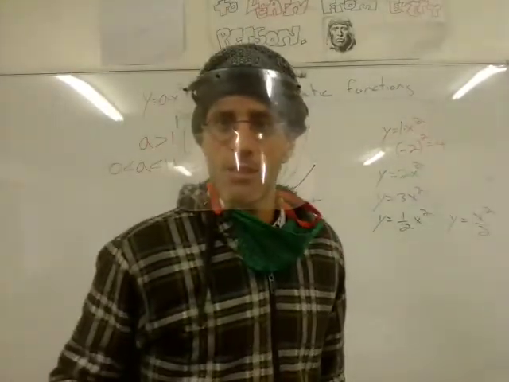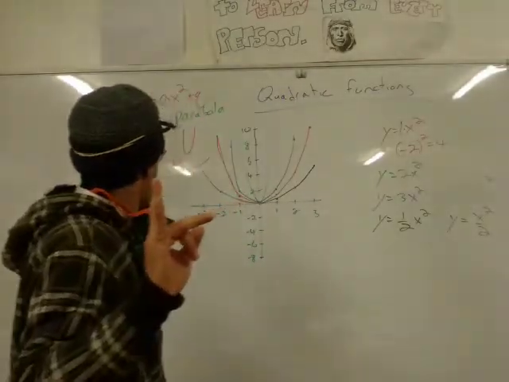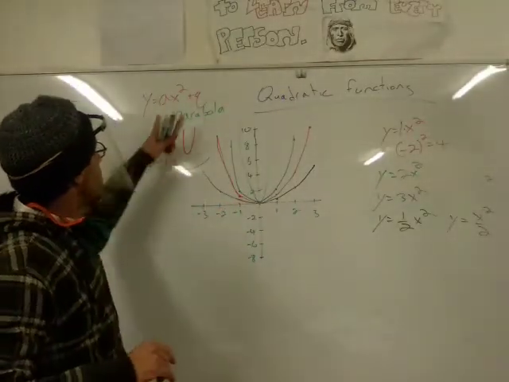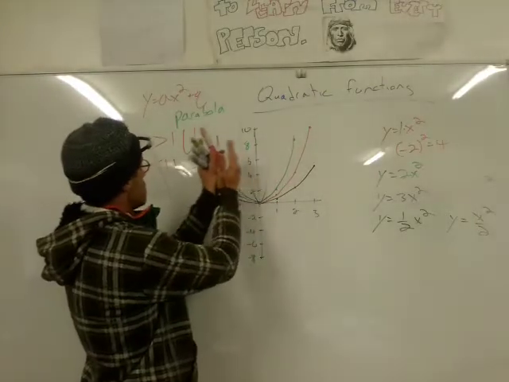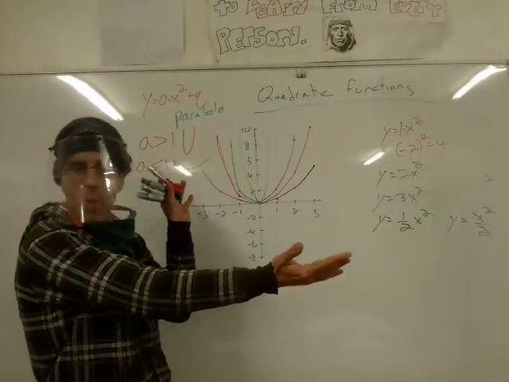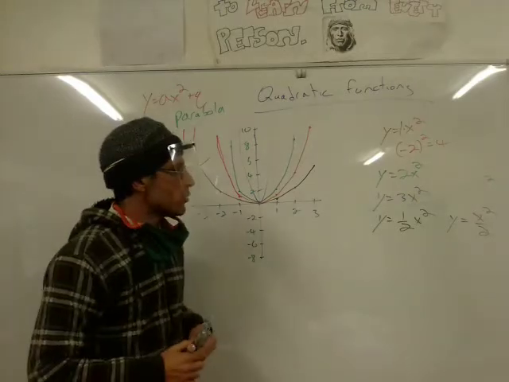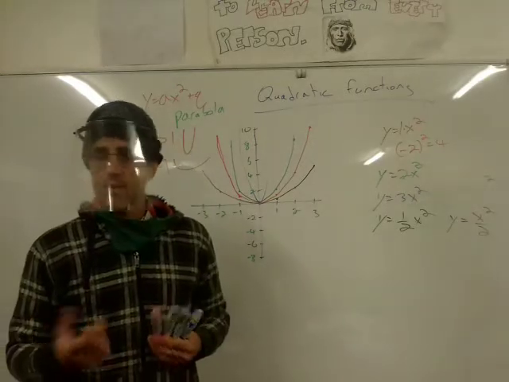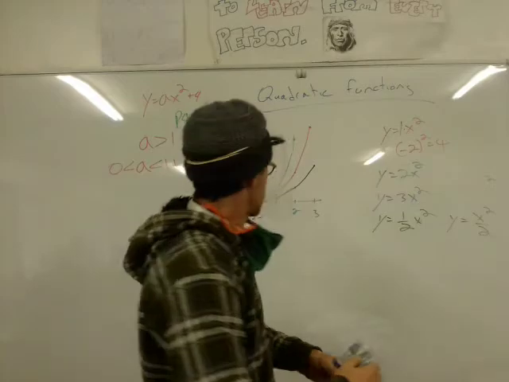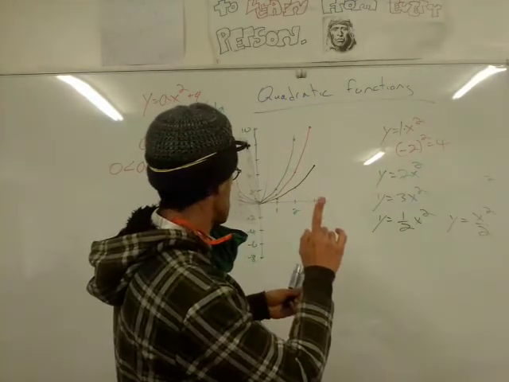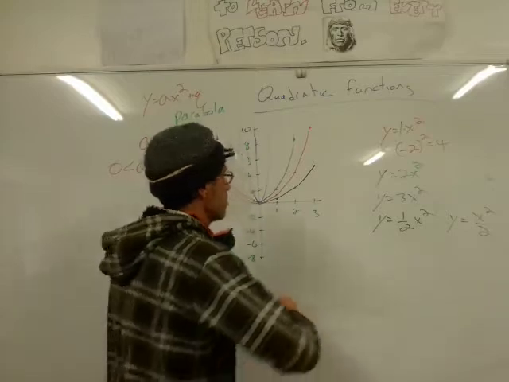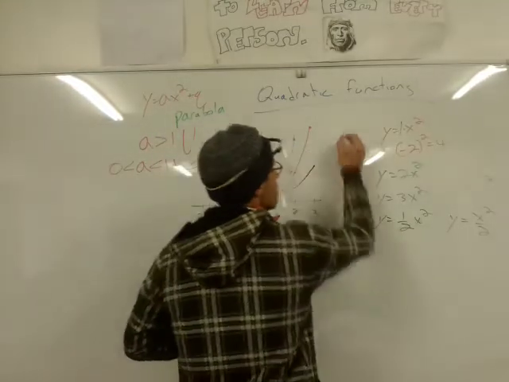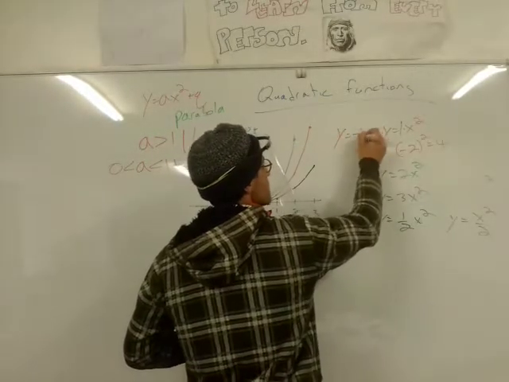Right. So we looked at what possibilities we have for A: when it's larger than 1, narrow smile, and between 0 and 1, more wide smile. But Ollie mentioned, what about negative? So let's have a look. We start with red, so I'll do it with red. What if I have y equals minus x squared?